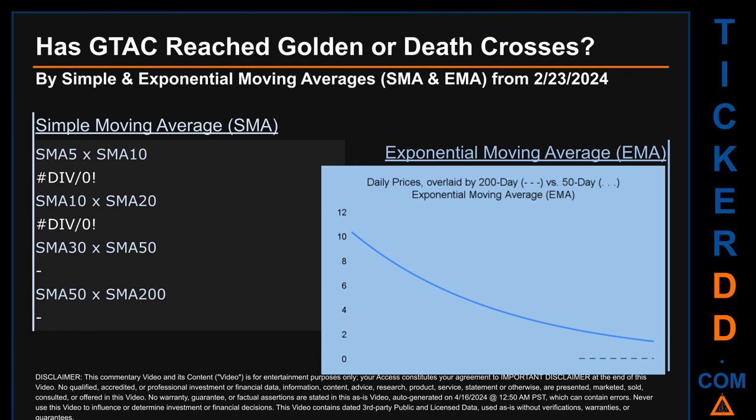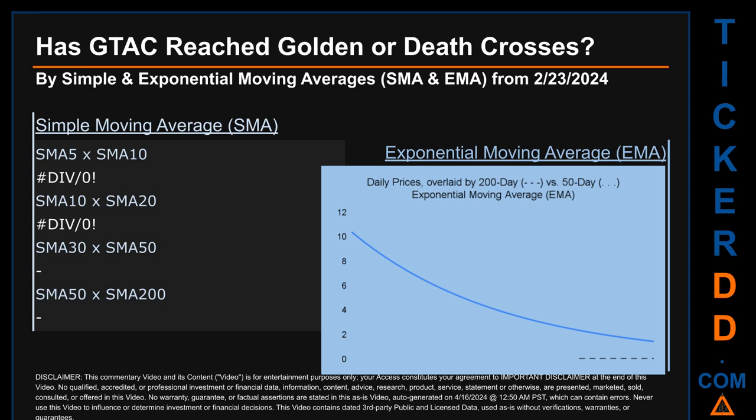Vice versa. A death cross is a bearish signal when the short-term moving average crosses below its long-term moving average. For our opinionated analysis off third-party and abstracted data, we decided to look at both simple moving average, SMA, and exponential moving average, EMA. The latter calculates moving average by giving more weighting to recent prices.